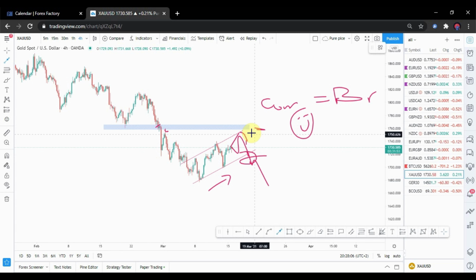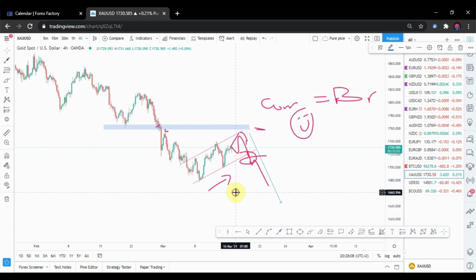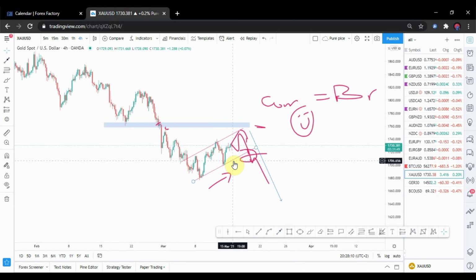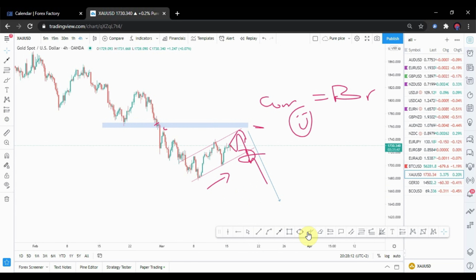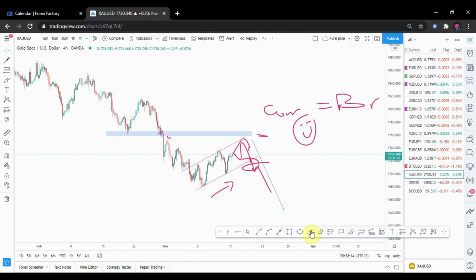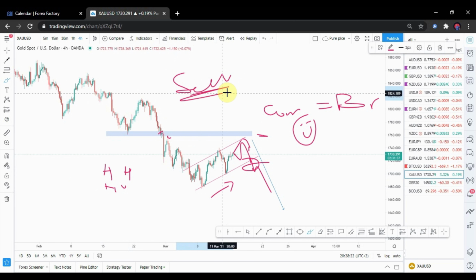So we are expecting some downward move, so no buying until we have higher highs and higher lows. Sorry about that. Until we have higher highs and higher lows. So now we are only looking at the market from the selling perspective. Unless you are a scalper trading like 5 minutes, then you're gonna be seeing some buying opportunities. But here we are looking at the market as sellers. So let's go to the next pair.